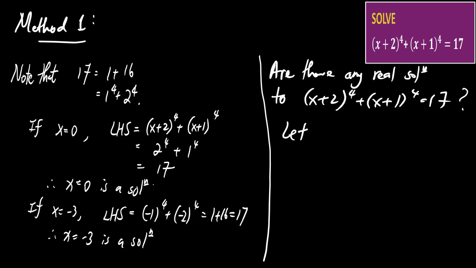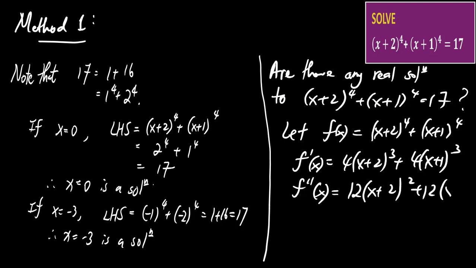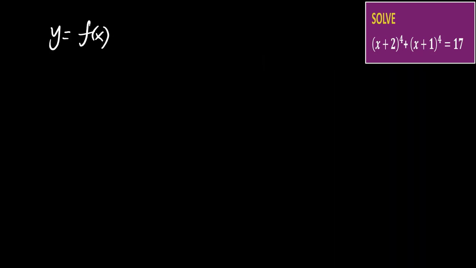So we let f(x) be (x+2)^4 + (x+1)^4. And therefore, f'(x) equals 4(x+2)^3 + 4(x+1)^3, and f''(x) equals 12(x+2)^2 + 12(x+1)^2. And this is important because it is always greater than or equal to 0. Since f'' is greater than or equal to 0, the graph of y equals f(x) will always be concave up.